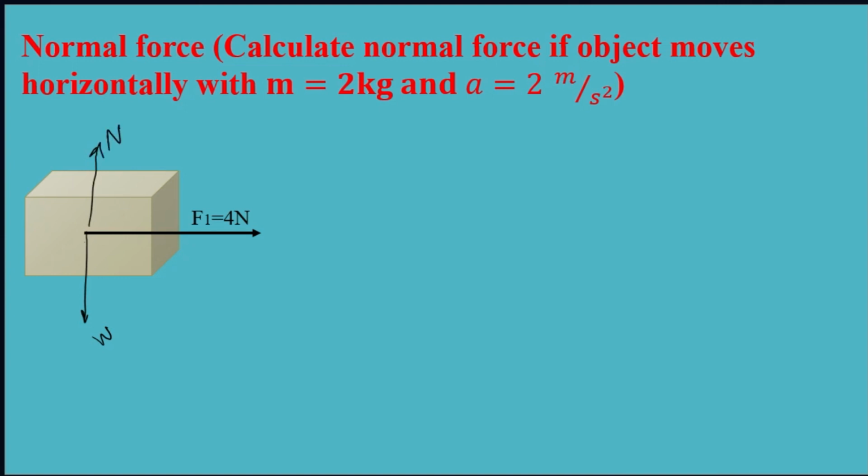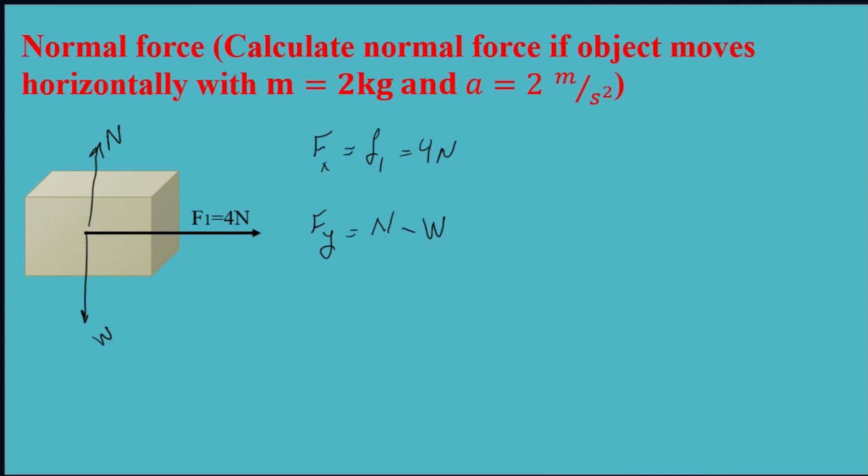And the trick here is that I have two components of force, in the x and y directions. Let me write down the force in the x direction. My net force in the x direction is only F1, right? Which is 4 newtons. However, in the y direction, I have two forces. One is N, which is positive because the direction is upward. W is negative because its direction is downward.